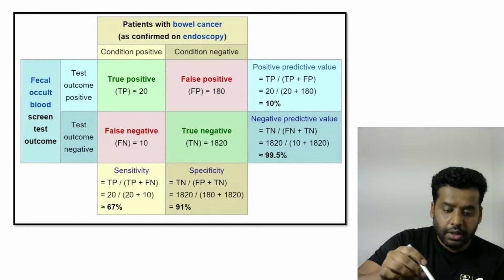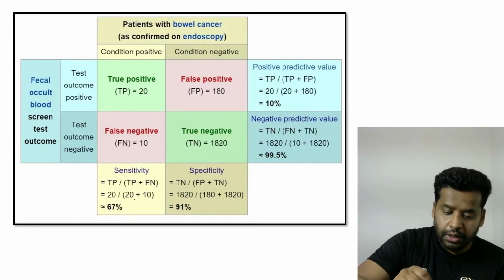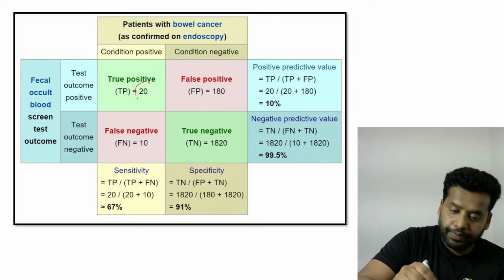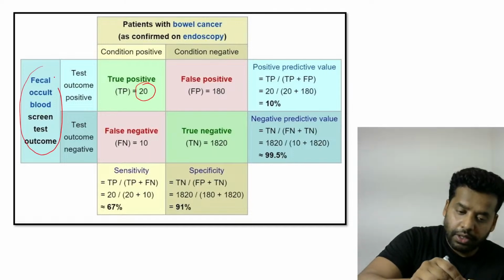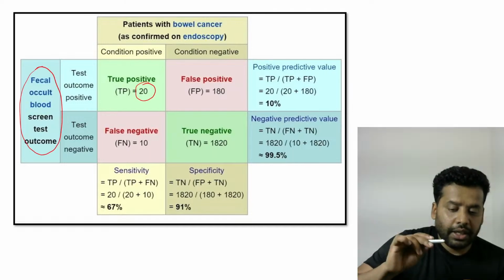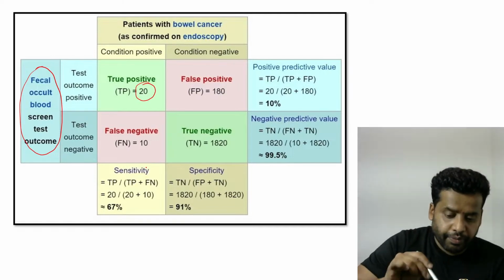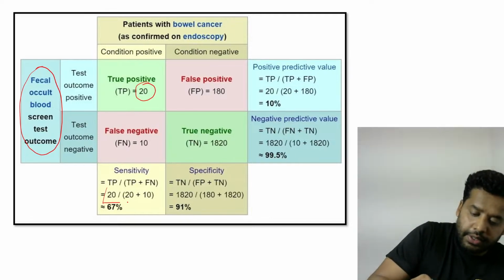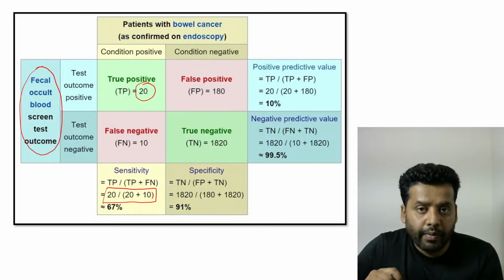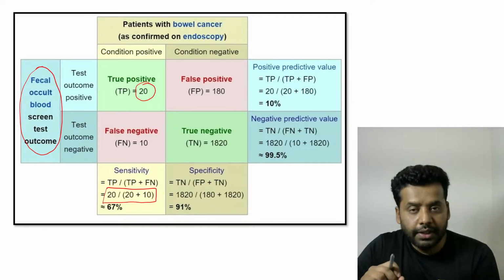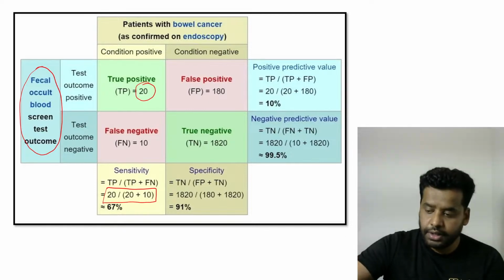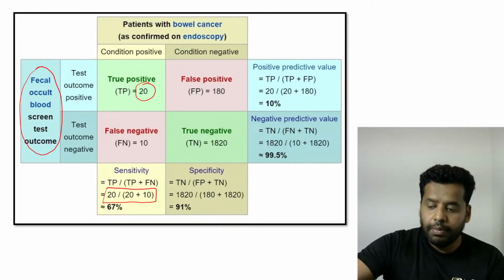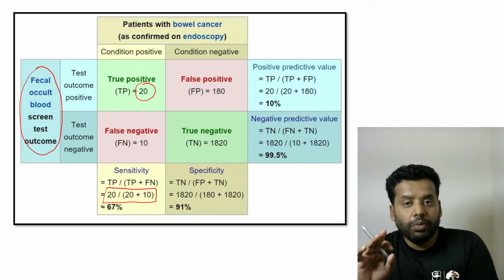See here, out of 30, how many are detected by your test? You are putting one test, that is the fecal occult screening test. Total 30 are there with disease. In that, how many are detected by your test? 20. So 20 by 30, that is the sensitivity of your test. So 2 by 3, 66%. What is sensitivity of a test? Repeat the words: ability of a test to detect true positives.